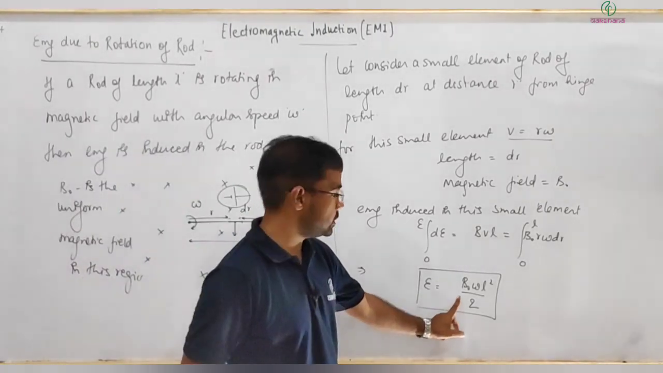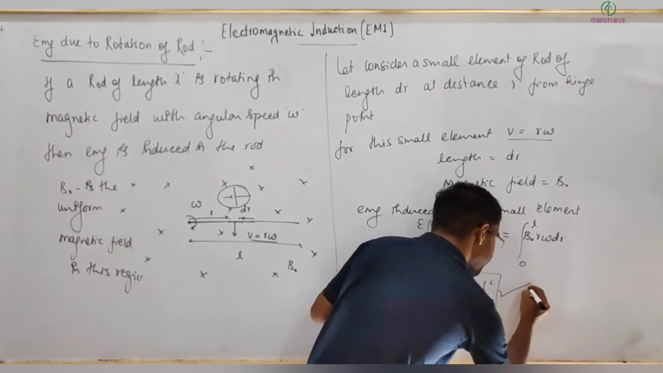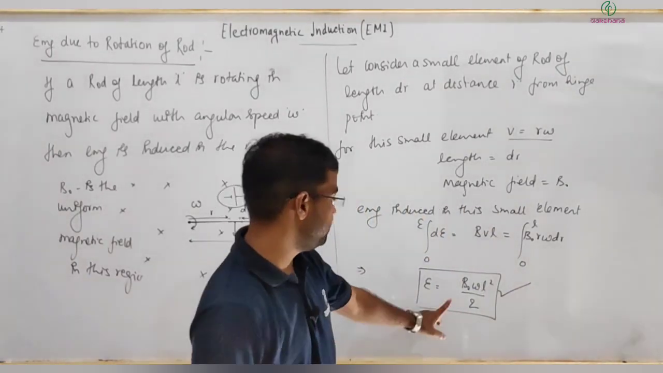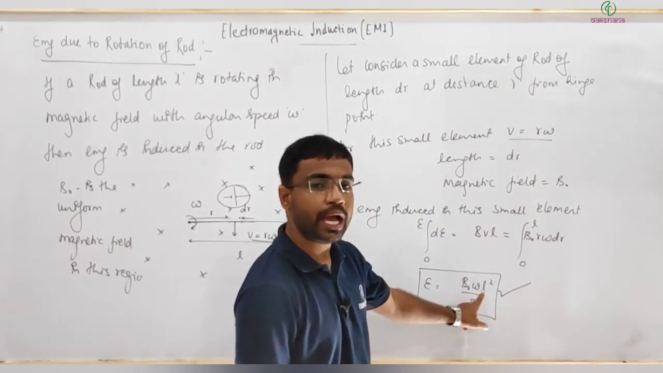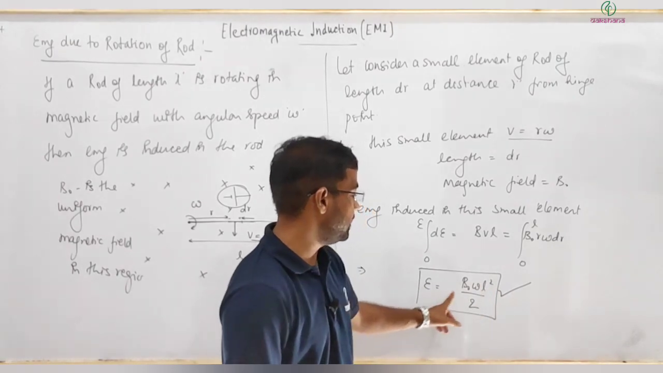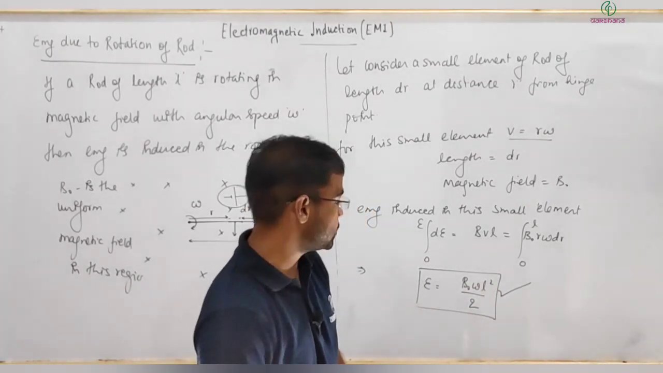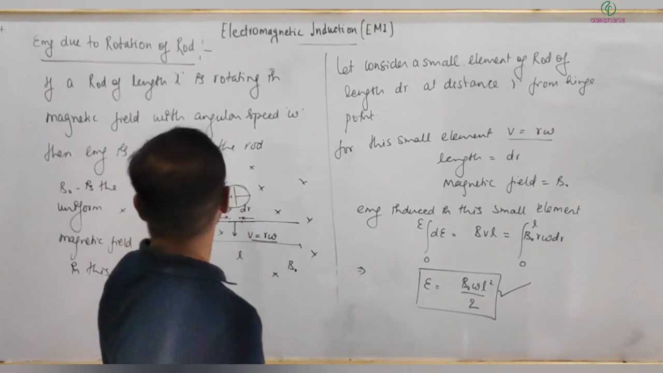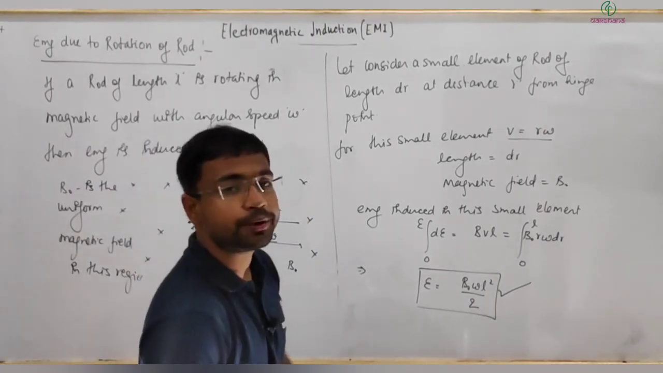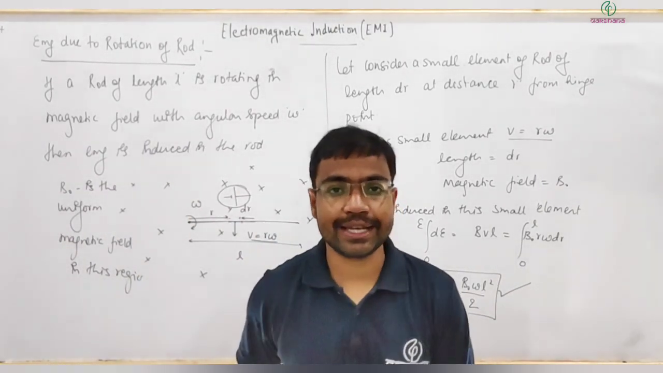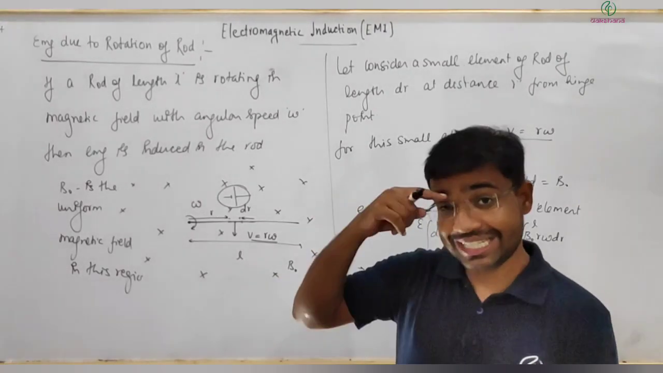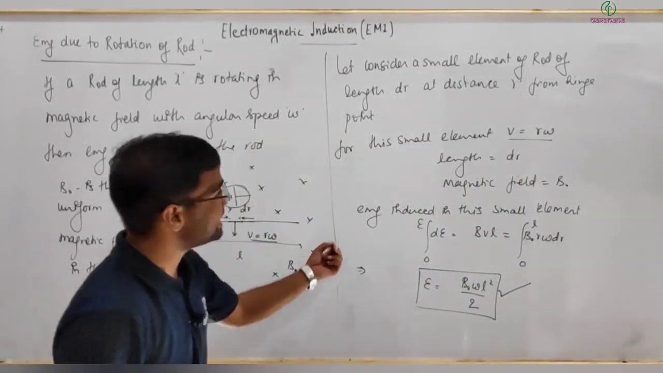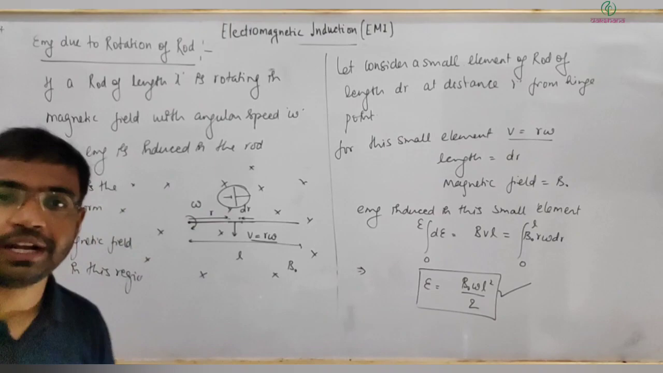EMF on a rotating rod in uniform magnetic field B naught with angular speed omega, having length L, is given by EMF equal to B naught omega L square by 2. So this is the EMF due to rotation of rod. That is the concept. I hope you are understanding this. It should be clear to you. Let me explain the same expression in a different way also.